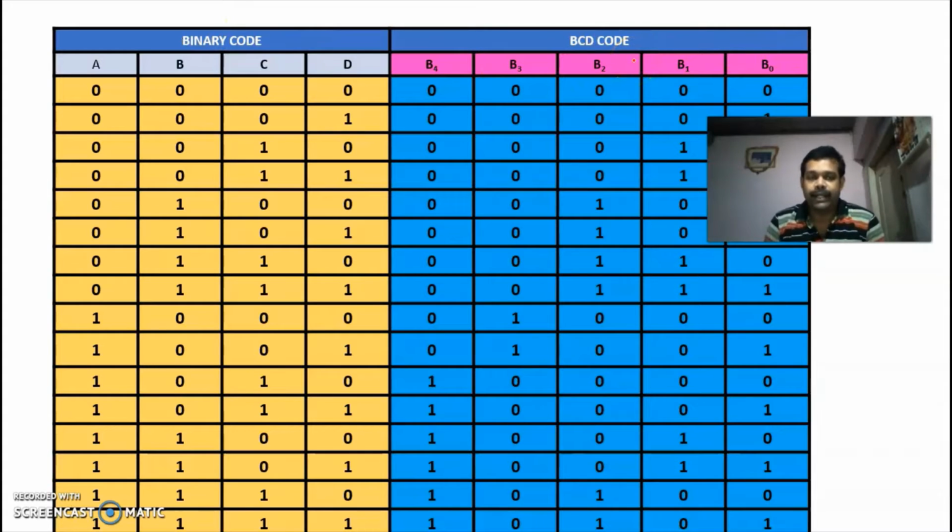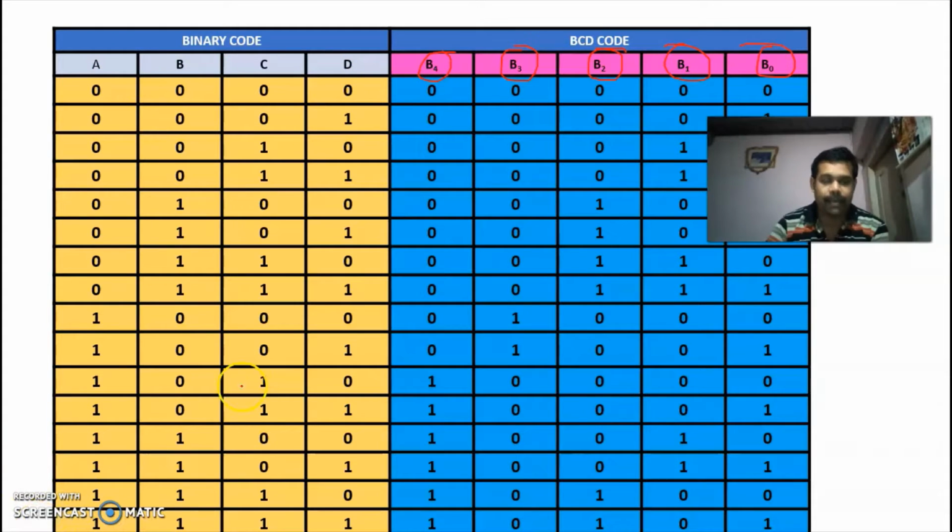Already I have told you that input represents how many variables the map has, and output represents how many K maps we have to draw. So in this problem, since we have 4 inputs and 5 outputs, we have to draw 5 four-variable maps. One for B4, another for B3, another for B2, another for B1, another for B0. Here the input variables are A, B, C, D.